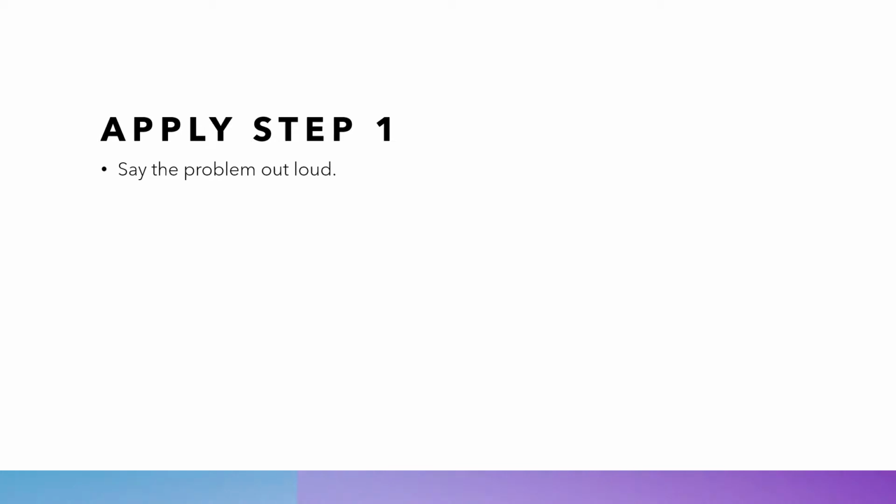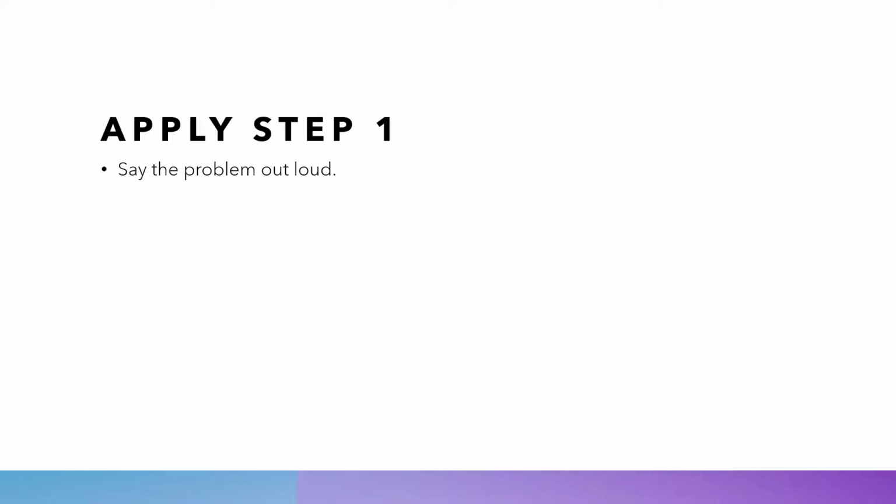Okay, so this is video 2 of how to solve problems for beginner programmers, and we are applying the 5-step strategy that we learned in our earlier video to solve the Caesar cipher problem. Okay. So step 1 was to say the problem out loud so that I'm sure that I understand the problem.